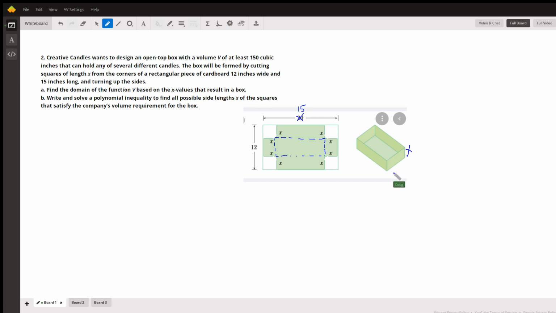This dimension is 12 minus 2x. And this dimension is 15 minus 2x. So the volume of that box is going to be length times width times height. And we want that volume to be at least 150 cubic inches. So let's see what's going on.